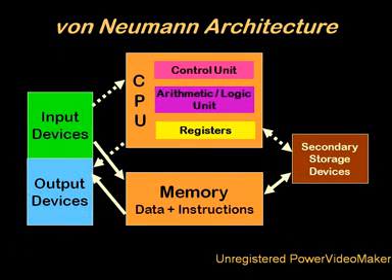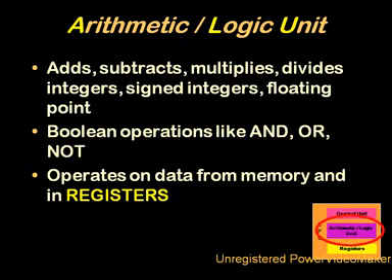Now, taking just one finer-grained look inside the von Neumann architecture, the CPU itself is broken up into 3 pieces. The first of those pieces we'll talk about is the arithmetic logic unit. It's basically the place where all of that binary addition and negation, multiplication, and floating point operations and stuff go on. It does Boolean operations, and it operates on data from the memory, retrieved via a bus, and also in things called registers.